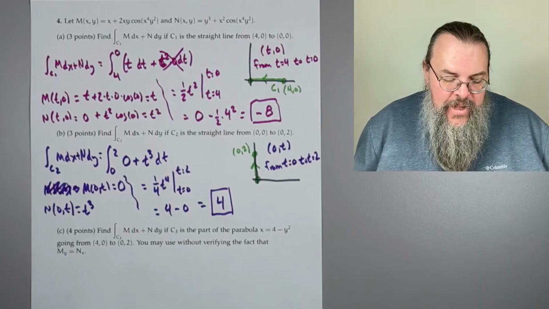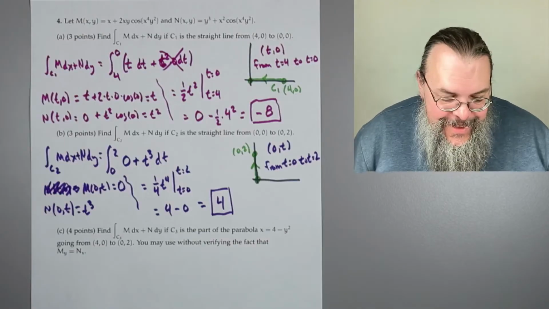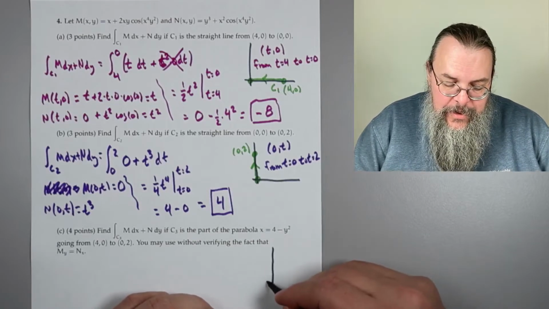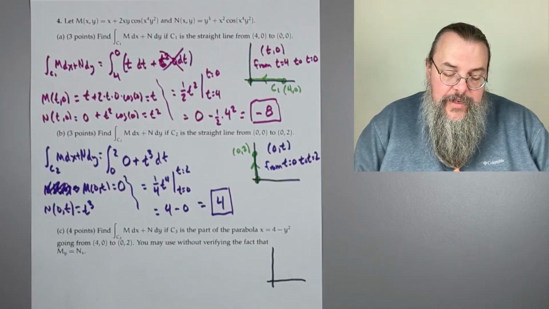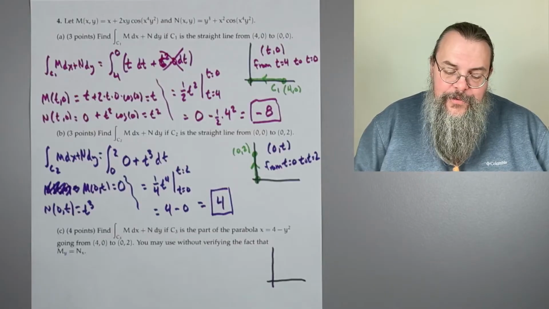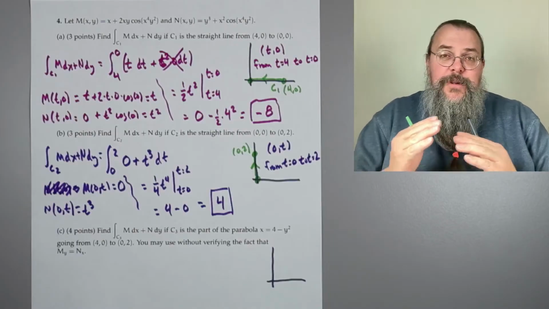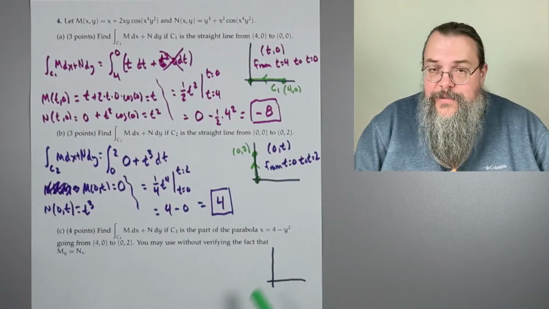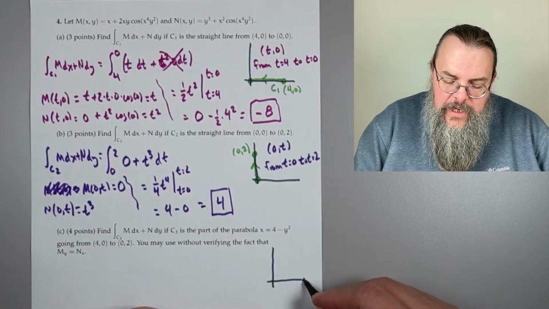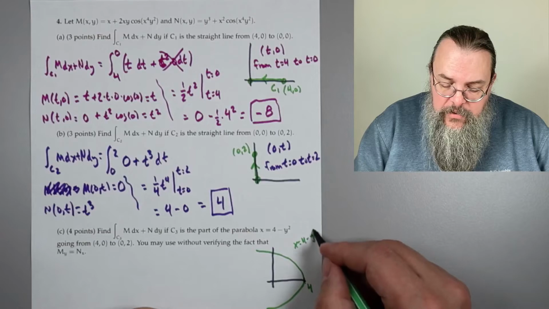Now, part C. Whew. Okay, so we want to find another integral. Oh my goodness, so many integrals. And what can we say here? Well, we want to find the integral of m dx plus n dy if the curve is the part of the parabola x equals 4 minus y squared. Well, what is that? Well, it's a parabola, but it's been turned sideways. See, it's not y as a function of x, it's x as a function of y. So its peak is at x equals 4, and then it comes down. So this is the curve x equals 4 minus y squared.